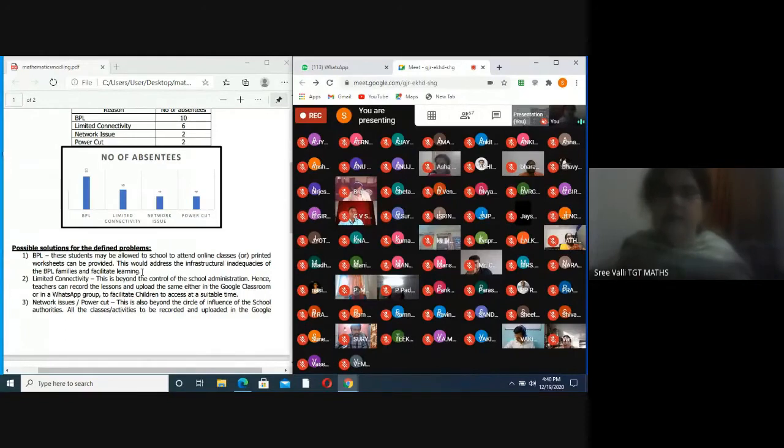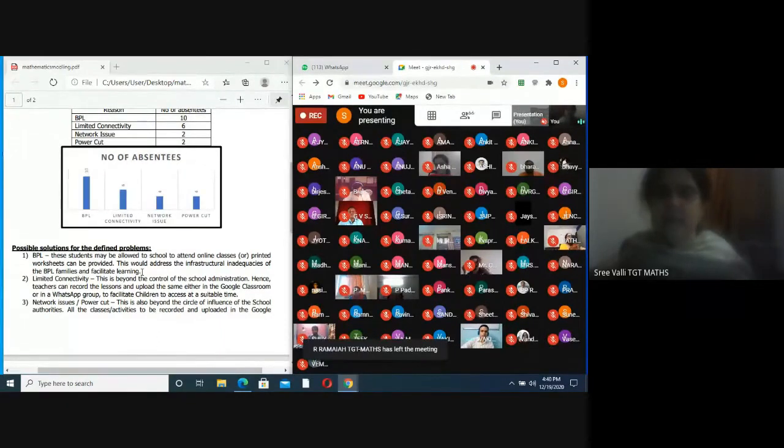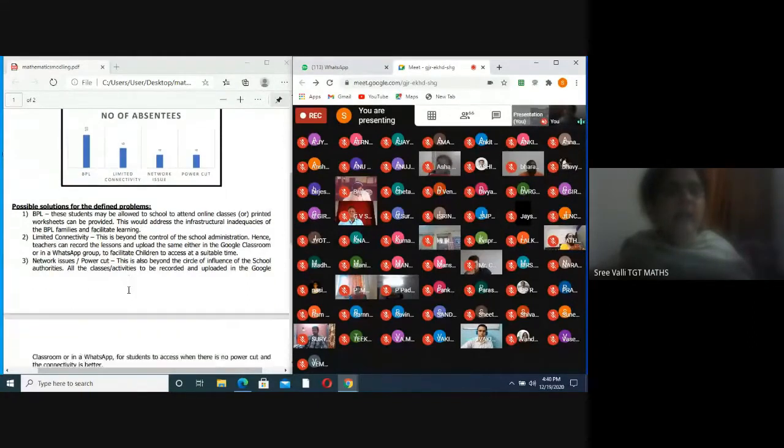For example, in KV Gachibowli, one child, who is in 12th standard, is from a BPL family. He has taken the permission of the principal sir and he is attending the classes at school. So that is one solution. And for children who are away, printed worksheets can be provided. For children with limited connectivity, this is beyond the control of the school administration, but the teachers can record the lessons and upload them in Google Classroom or the WhatsApp group so the children can access them at a suitable time.